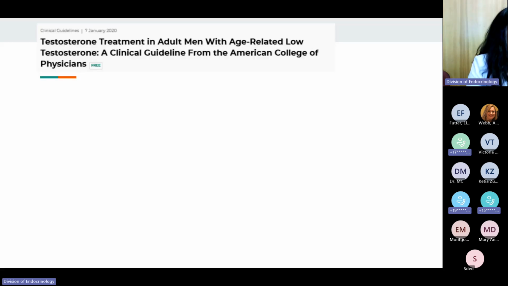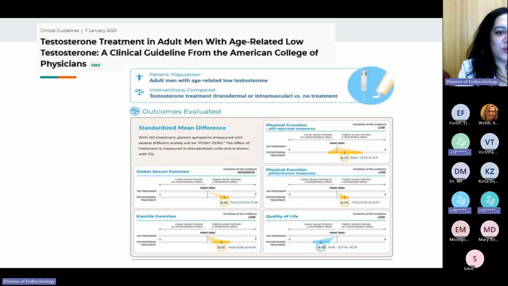So what is the recommendation for using testosterone for age-related low testosterone in adult men? And this is an ACP guideline. So this is a very common consult we get in endocrine clinic, and they did study it. So let's go over it.